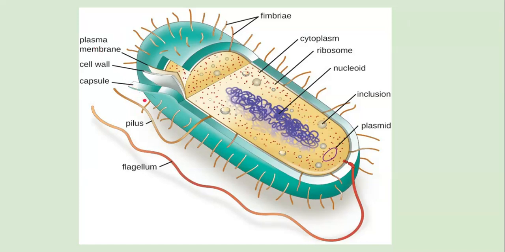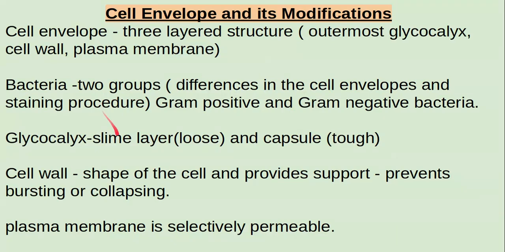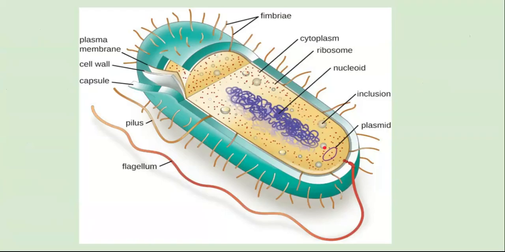Now, coming back to this glycocalyx layer, it could be a very loose, slimy layer. In that case, it is called a slime layer. So prokaryotic cells which have a very loose glycocalyx layer have what is called the slime layer. Whereas in some prokaryotic cells the glycocalyx is very tough, like you can see in this diagram, so we call it the capsule. So please understand that the glycocalyx could be a loose layer called the slime layer, or it could be a tough capsule.